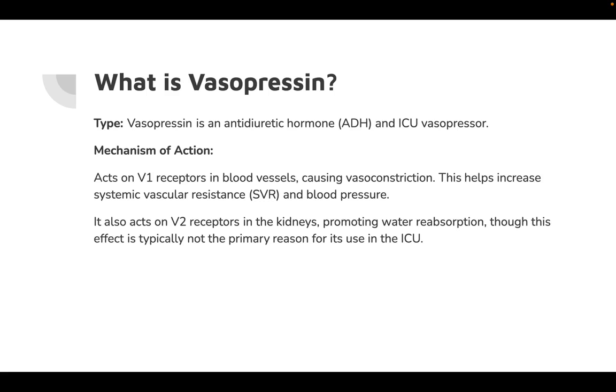So what is vasopressin? Vasopressin is an antidiuretic hormone and an ICU vasopressor. Its mechanism of action is that it acts on V1 receptors in blood vessels, causing vasoconstriction, and this helps increase systemic vascular resistance, also known as SVR, and subsequently increasing blood pressure. It also acts on V2 receptors in the kidneys, promoting water reabsorption, although this effect is typically not the primary reason for its use in the ICU.